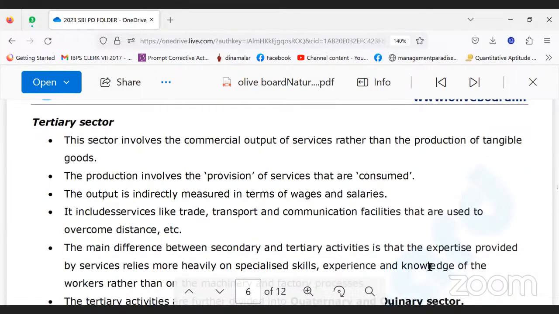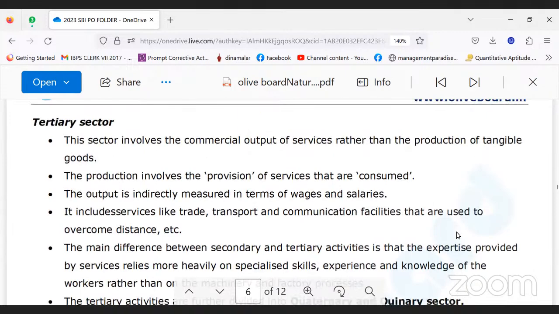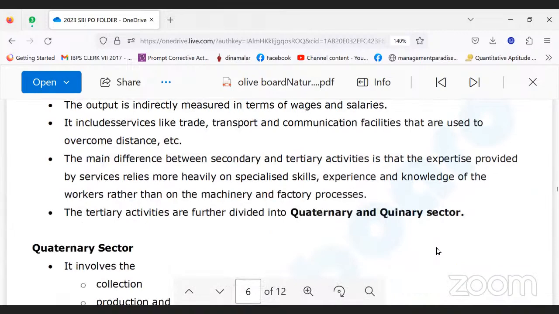Tertiary sector. This sector involves the commercial output of services rather than the production of tangible goods. The production involves the provision of services that are consumed. The output is indirectly measured in terms of wages and salaries. It includes services like trade, transport, and communication facilities that are used to overcome distance, etc. The main difference between secondary and tertiary activities is that the expertise provided by service relies more heavily on specialized skills, experience, and knowledge of the workers rather than on machinery and factory processes. The tertiary activities are further divided into quaternary and quinary sectors.